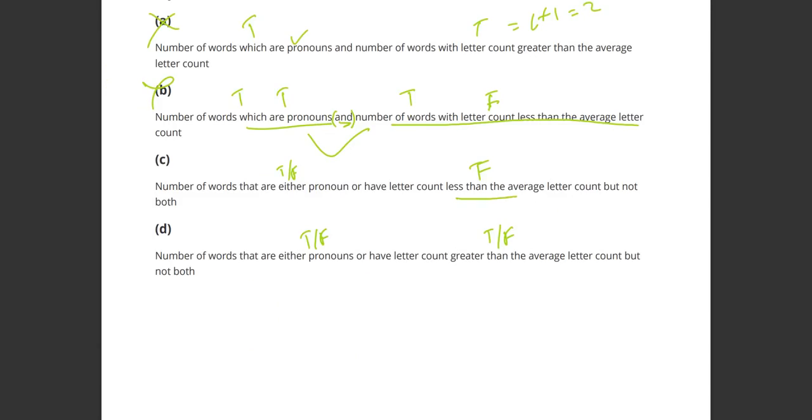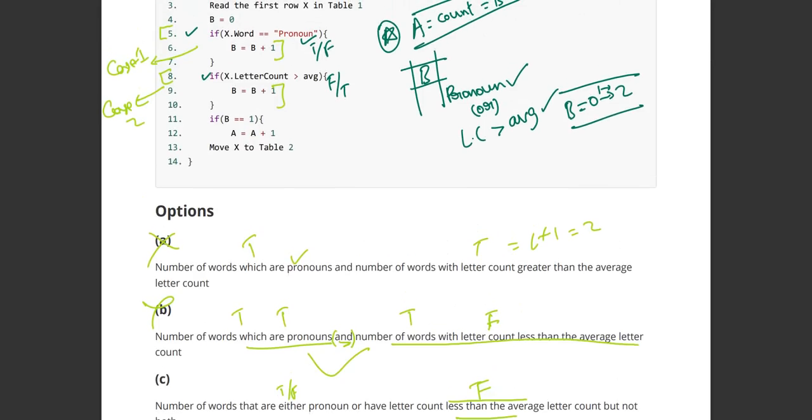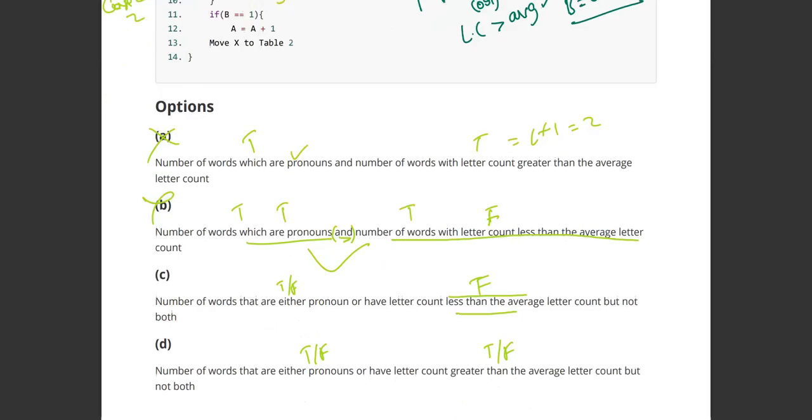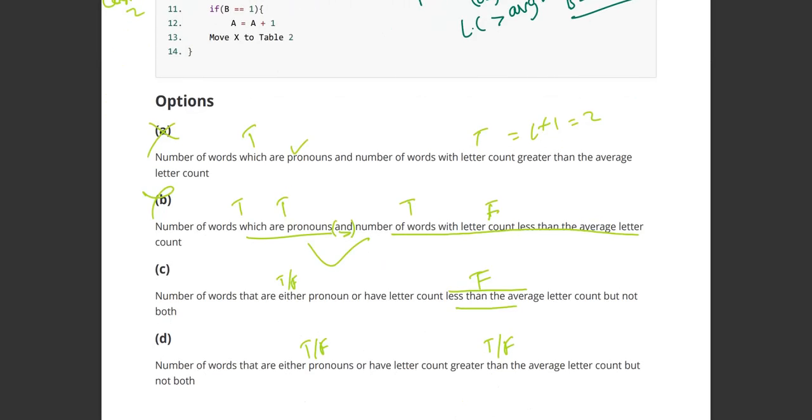In option C, less than the average letter count, but here in the pseudocode it's given greater than the average letter count, which is always false. If this is false, then this should definitely be false. But here, if you see, it is an OR operator. That means if this is true, this should be false, right? So option C is also wrong.